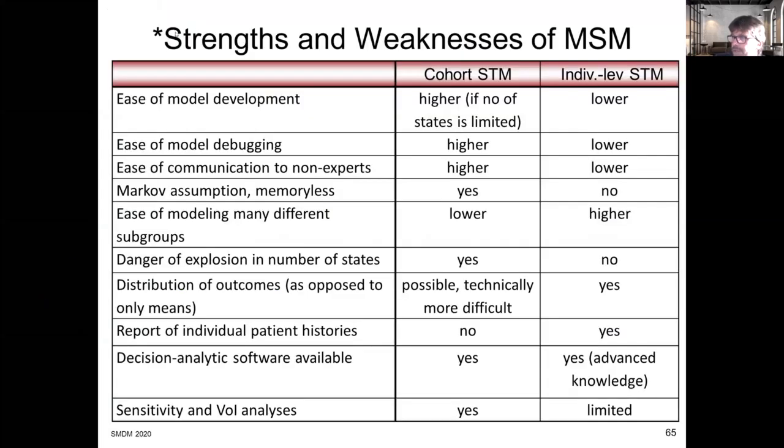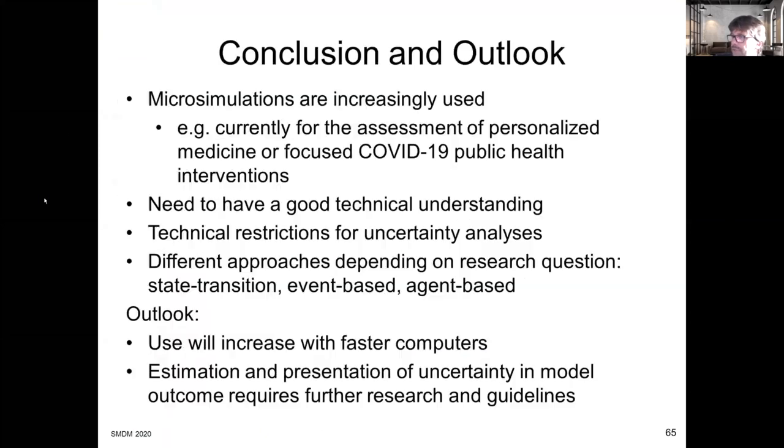The next slides are all extra slides, which I leave for your reference. Microsimulation is increasingly used, in part because we have more and faster computers, currently for the assessment of personalized medicine, or also now for COVID-19 public health interventions. If you talk about closing schools, vaccination, and so on, you may want to intervene on individuals rather than states. You need to have a good technical understanding. Technical restrictions are still there for uncertainty analysis. Sometimes this method just makes us slow.